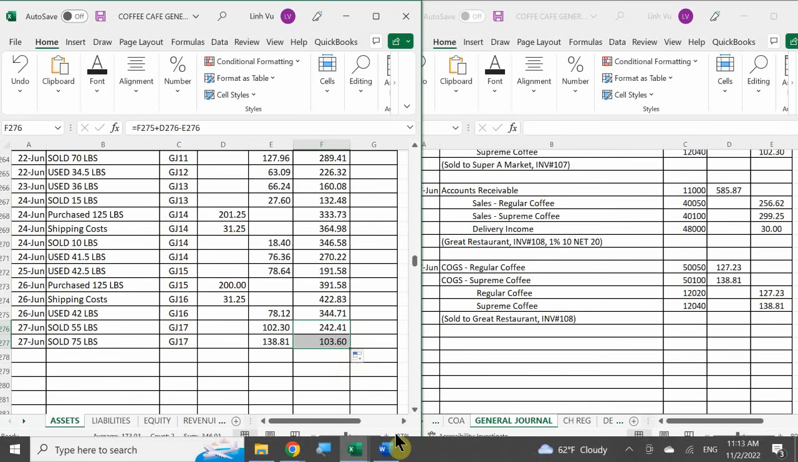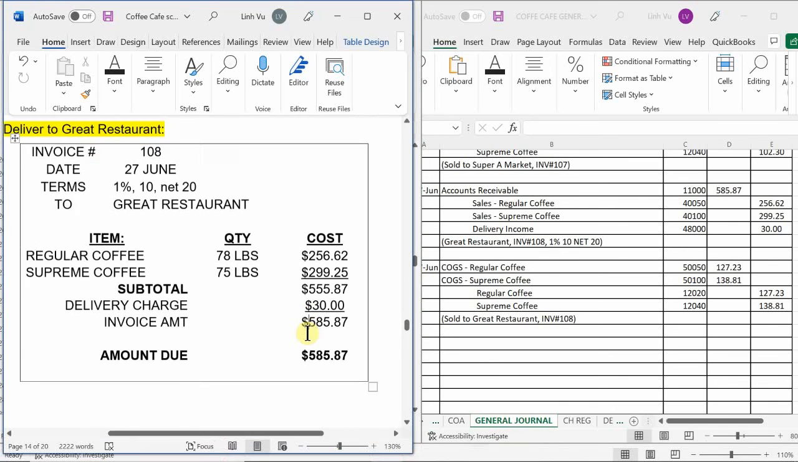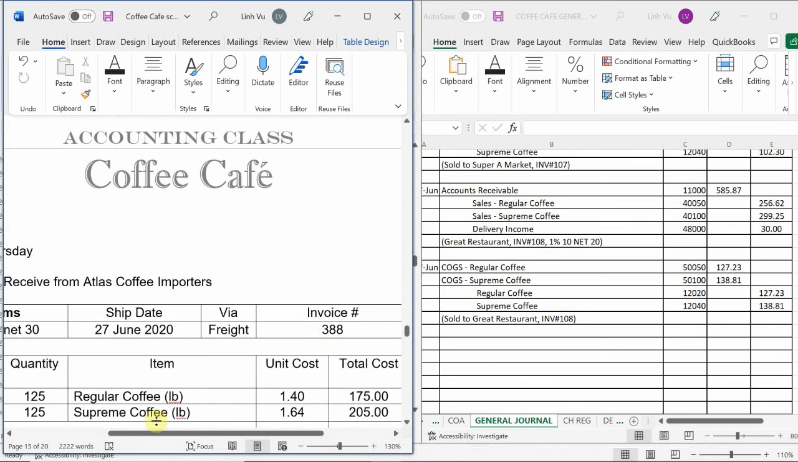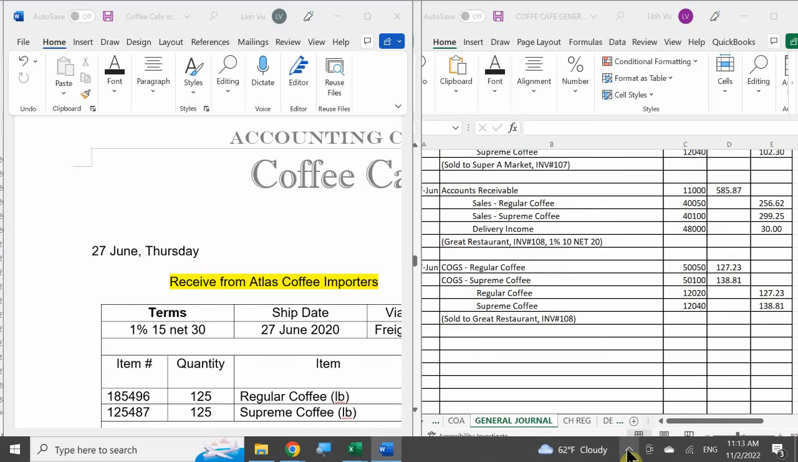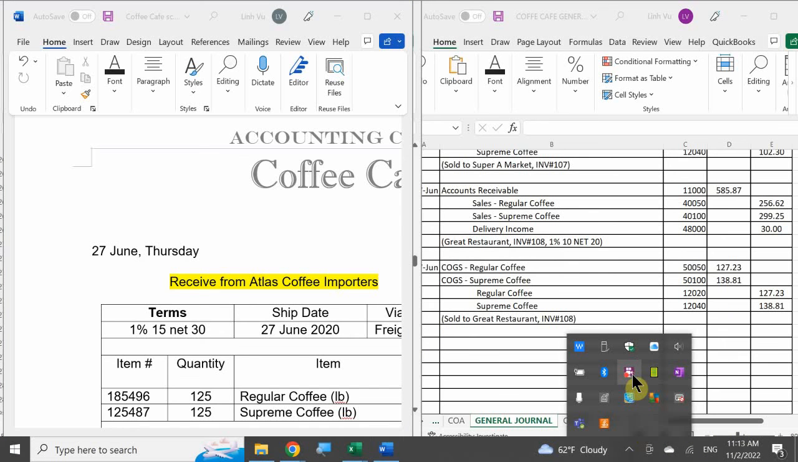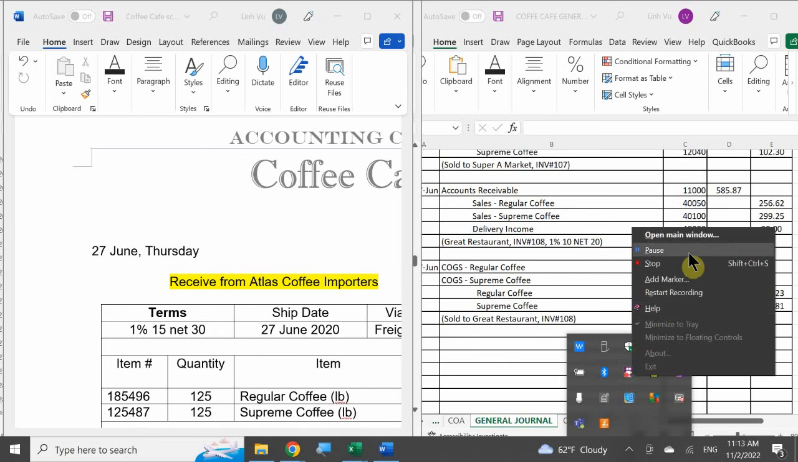Good. All right. So we're going to stop here. And then tomorrow we will continue on by receiving some coffee from Atlas Coffee Importers. Okay? All right. So I will save this.